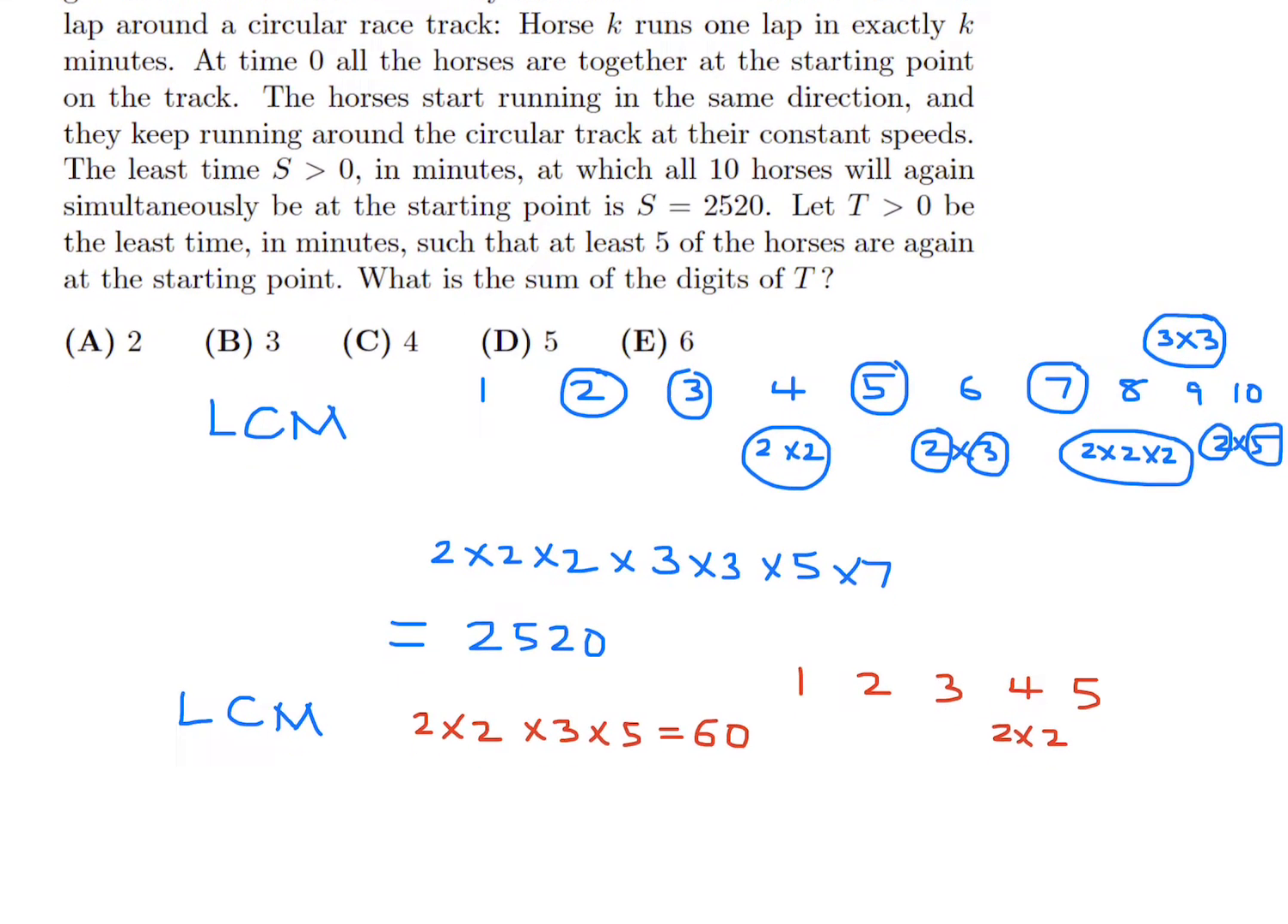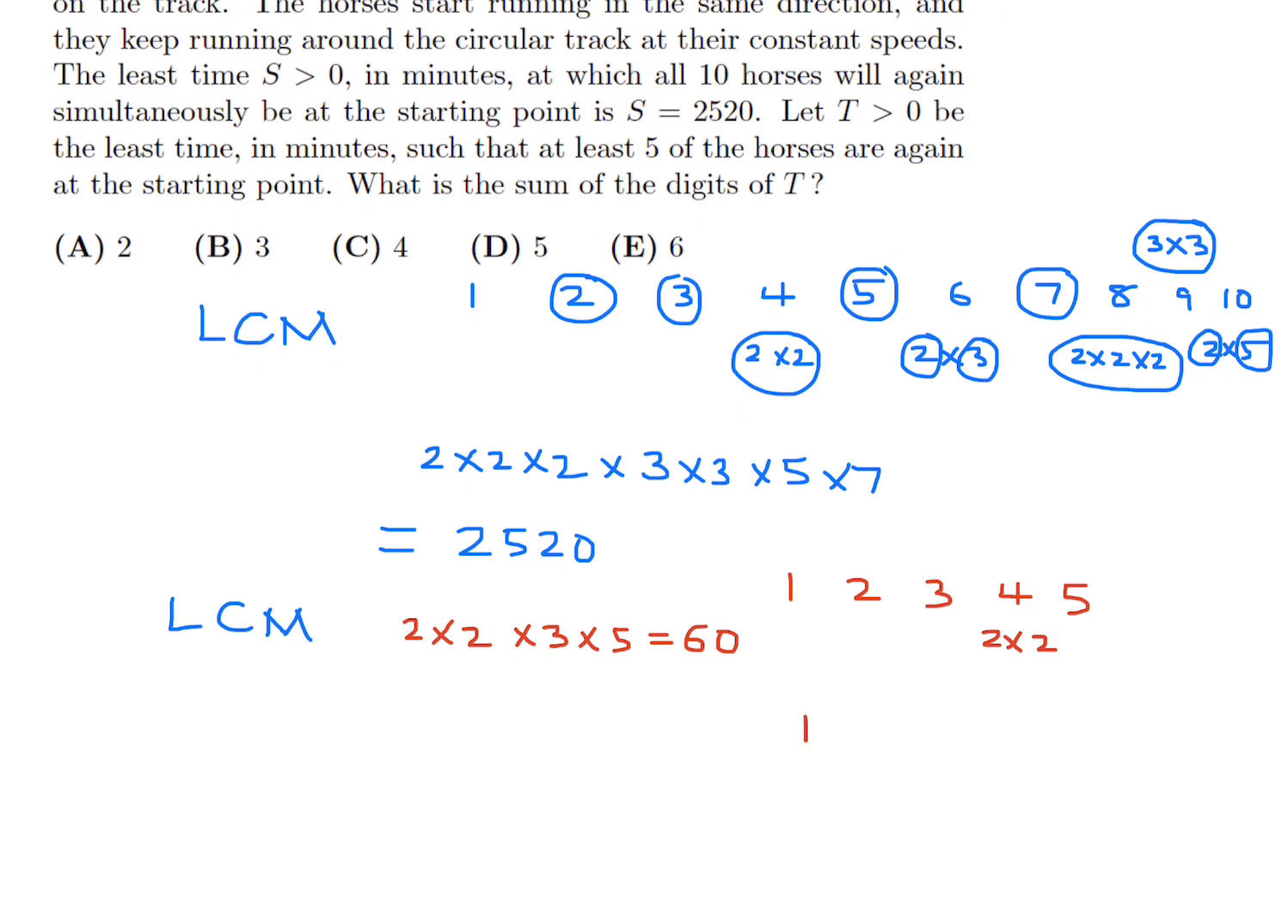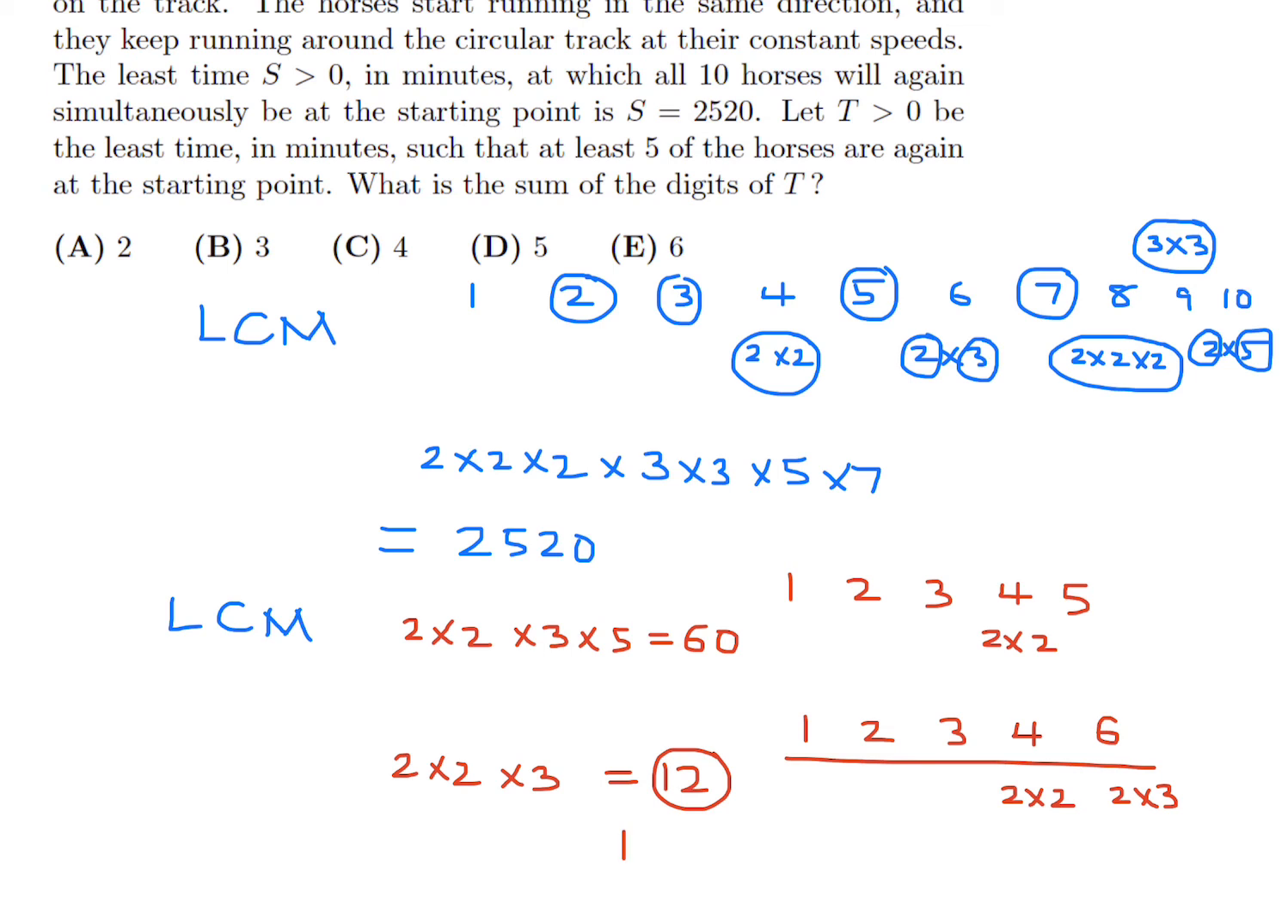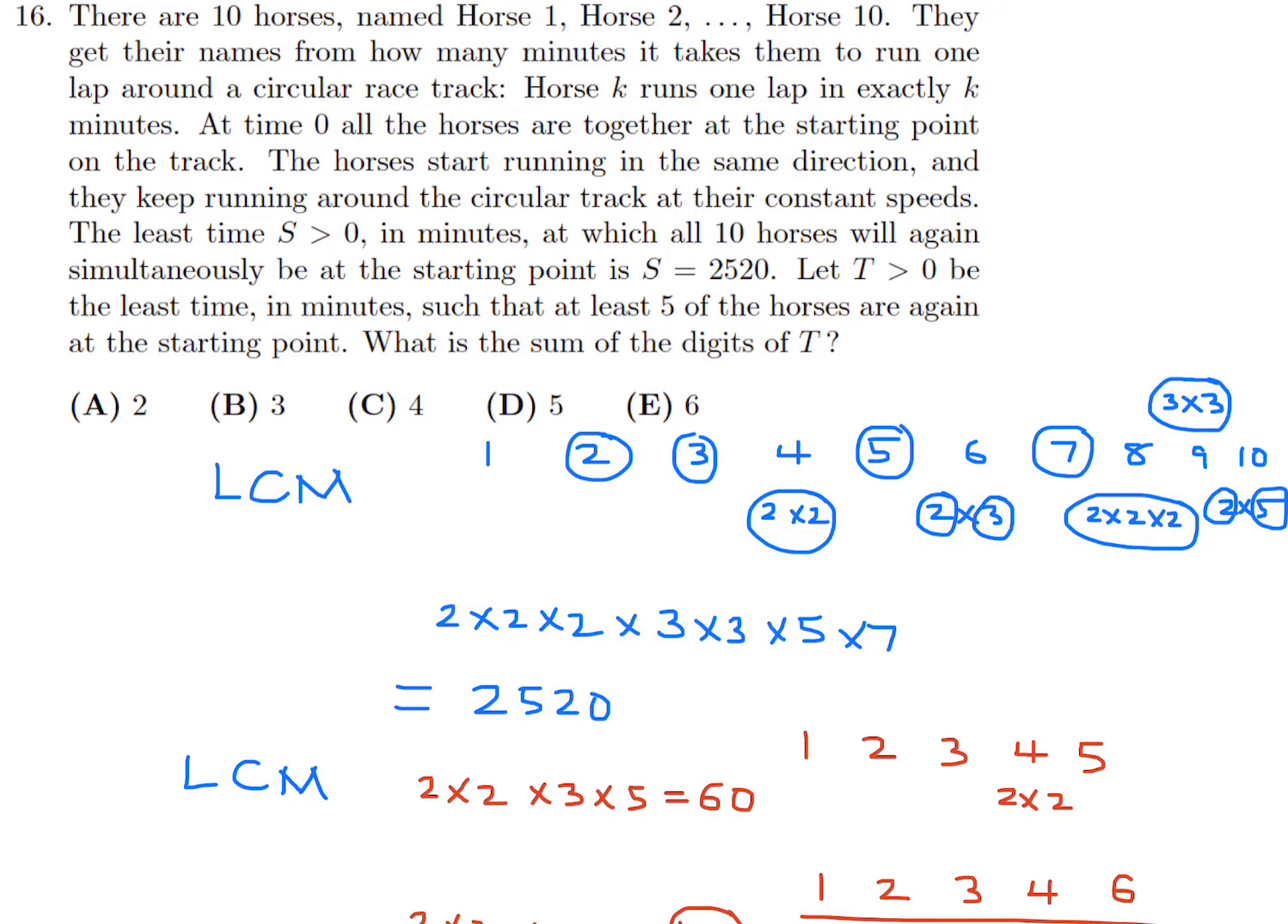Let's say I use horses 1, 2, 3, 4, and 6. Now let's figure out that LCM. It's going to be 2 times 2 times 3. So that is 12. Well, that is indeed lower. So obviously, this is the one involving these horses. And the sum of the digits of that is 1 plus 2, which is 3. So 3 is the answer to number 16, and that is choice B.